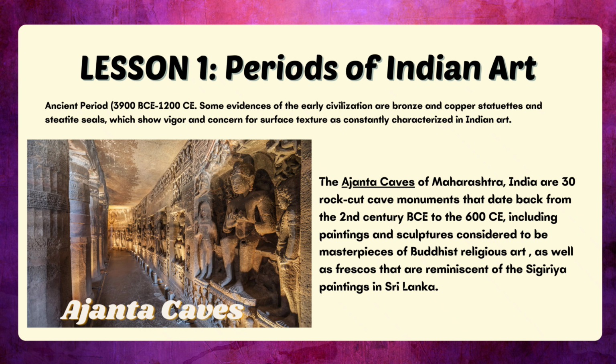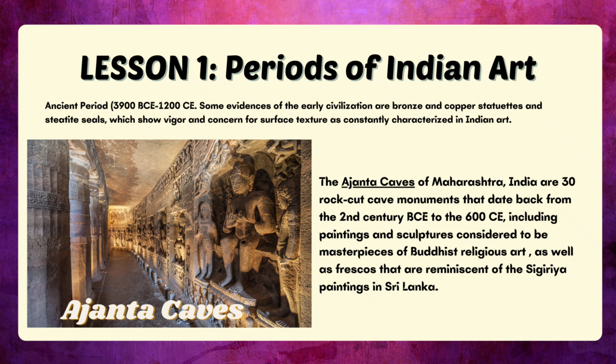Lesson 1, Periods of Indian Art. Ancient period, 3900 BCE to 1200 CE. Some evidences of the early civilization are bronze and copper statuettes and steatite seals, which show vigor and concern for surface texture as constantly characterized in Indian art.